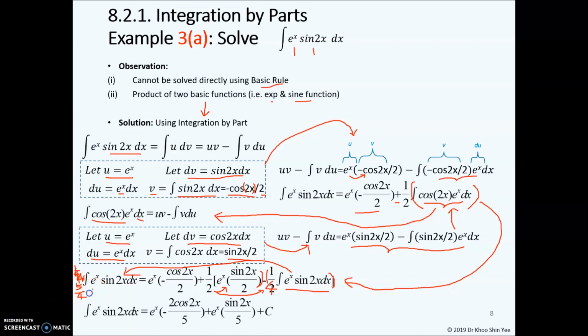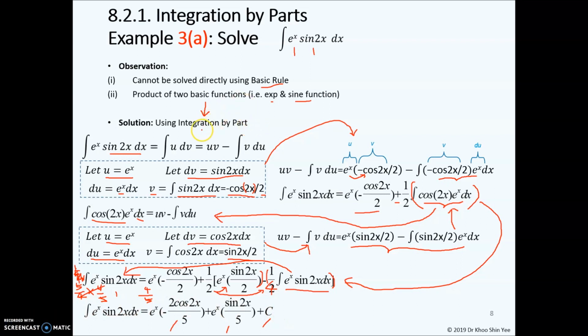So multiply both sides by 4 over 5 to cancel this factor. So on the left hand side, this cancels, equal to 1. And on the right hand side, you have to multiply with 4 over 5. So 4 over 5 multiplied by the first coefficient, negative 1 over 2 here, you get negative 2 over 5, which is this term. 4 over 5 multiplied by 1 over 4 here, you get 1 over 5, which is this term, right? And the remaining, you should write a constant here.